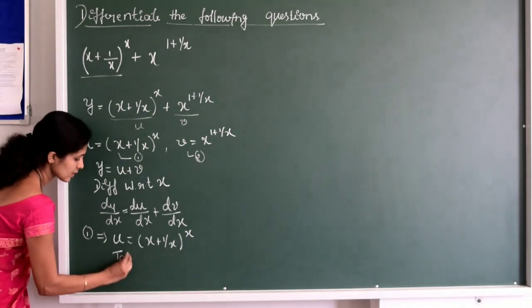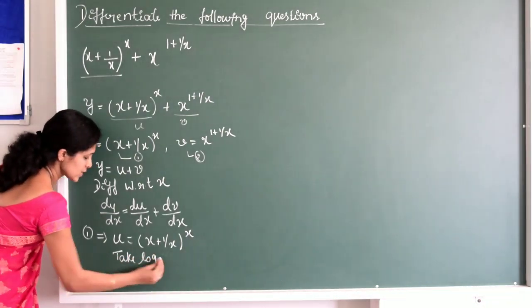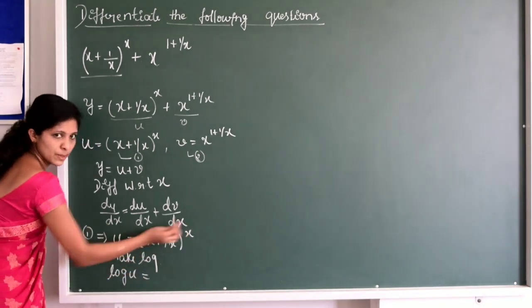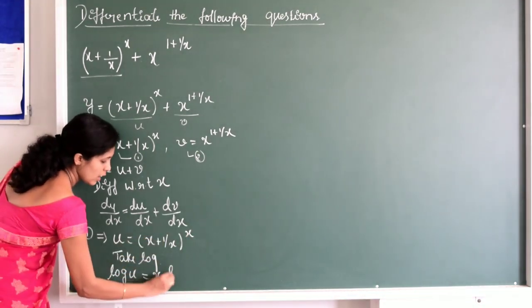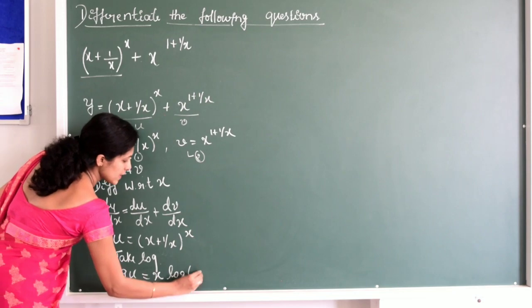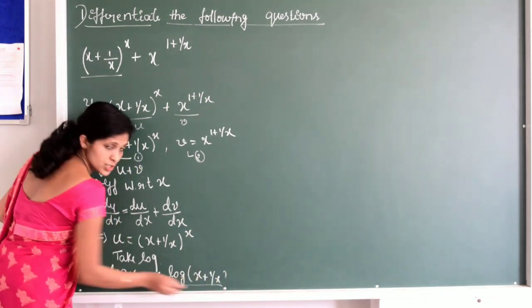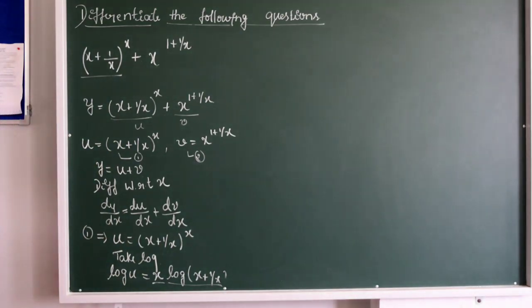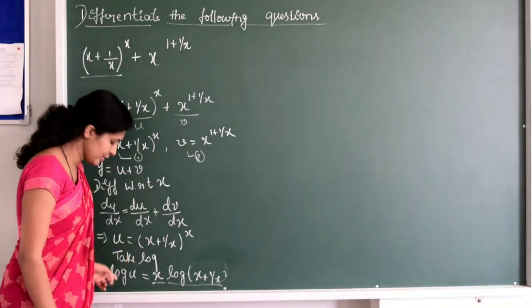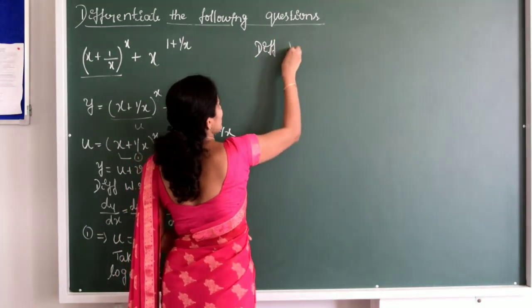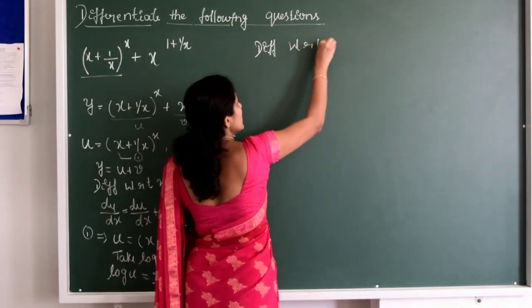So take log on both sides. So this is now log u is equal to, this is log m to the power n, directly that x log of (x plus 1 by x). Now here you can observe this one function and another function. Two functions are there, so you have to apply the product rule. So now differentiate with respect to x.